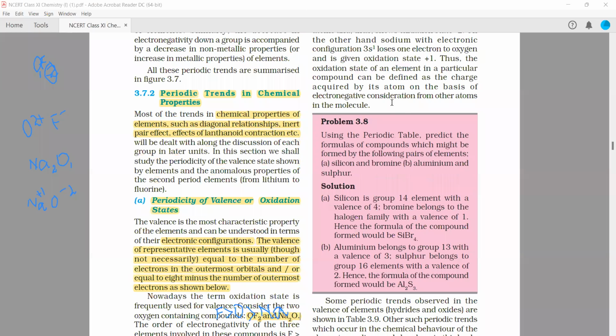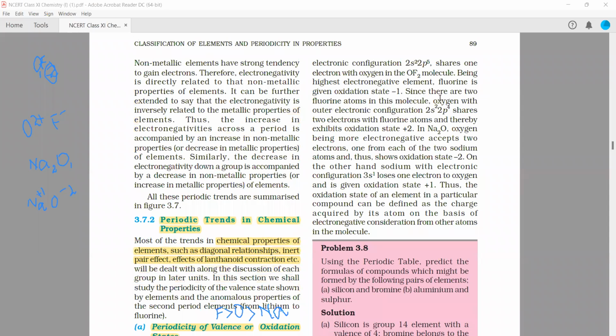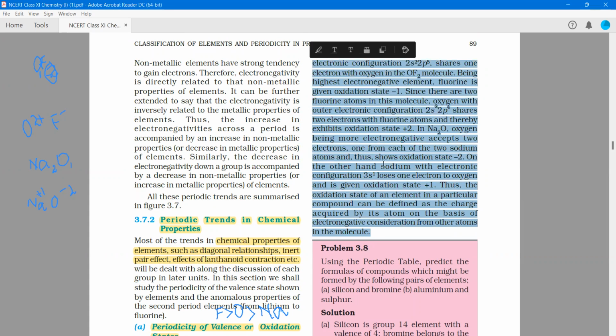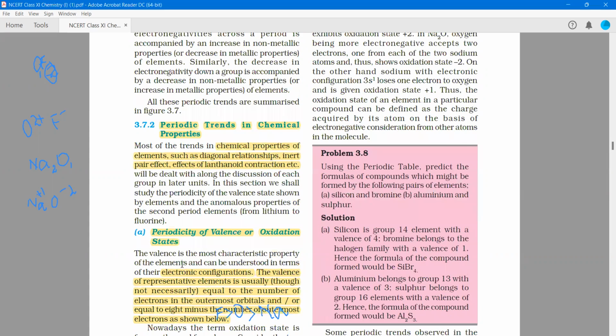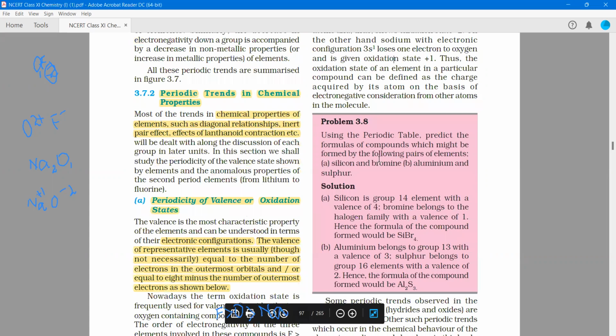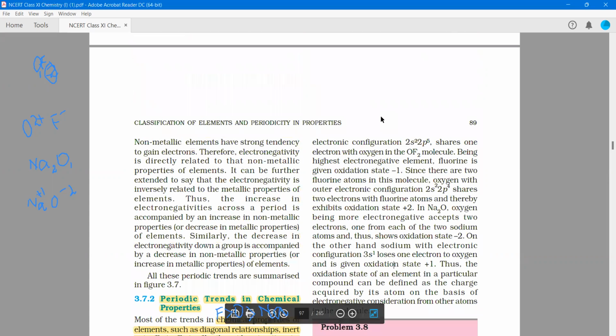So let us see what is written. If you read it, it is actually the same, so you will understand. Let us read on. Each of the atoms of fluorine, with outer electronic configuration, so you should also know the electronic configuration of fluorine beforehand. Fluorine is 2s2 2p5, a group 17 element, and shares one electron with oxygen.